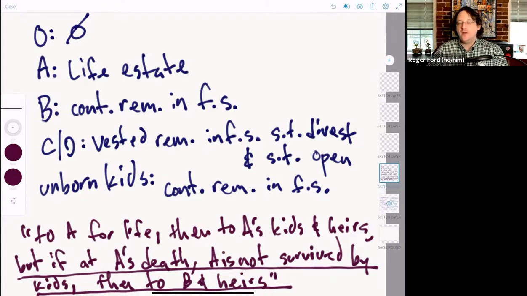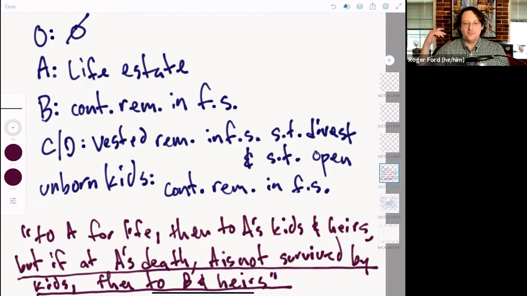And so A has two children, C and D, they exist. And so after A's life estate, they would get it under the first part of the wording here. But if when A dies, we look around and C and D have already died, and so they have not survived A and A doesn't have any other kids, then that means this other grant to B and her heirs would then take precedence. And so it would yank it away from C and D or their successors and give it to B at that point.